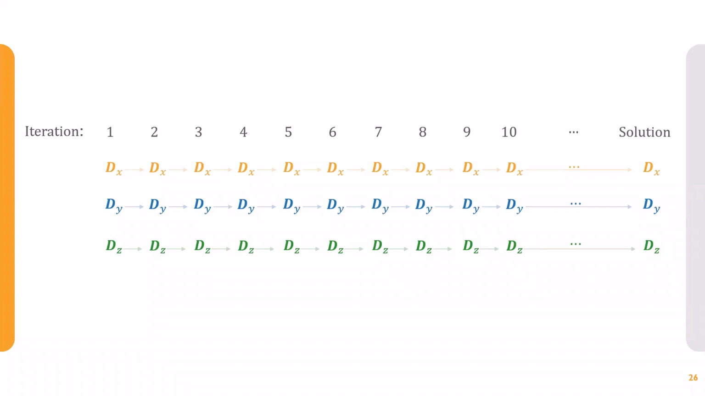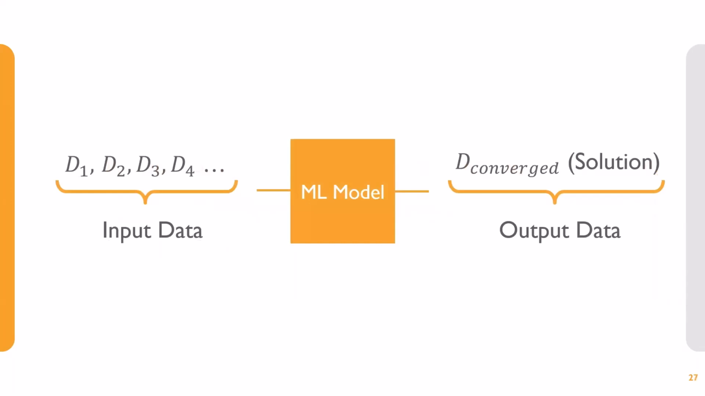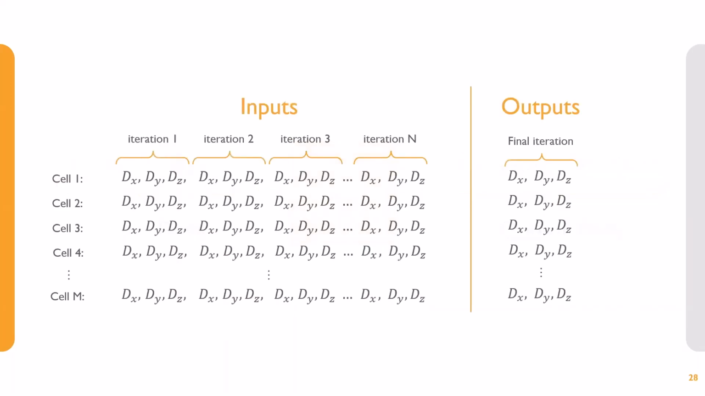So we have a set of iterations and a final solution. The input data will be the displacement fields up to a certain iteration, and the output data will be the converged solution. How does this look more closely? 3 by n will be the size of our input features. We'll select the training iteration n, and then we'll have a final iteration as the output. Each data point in the model will be represented by a cell, as you can see here.